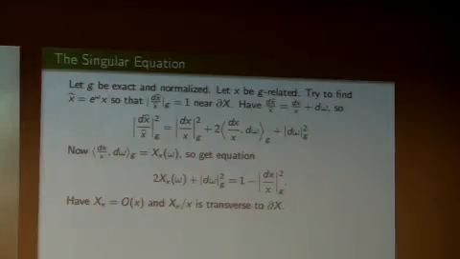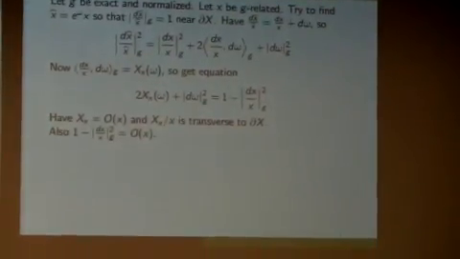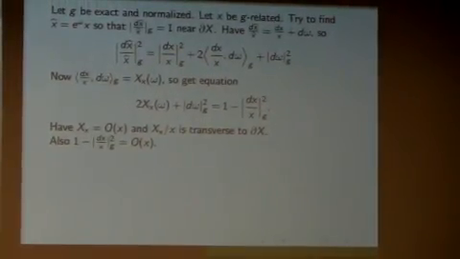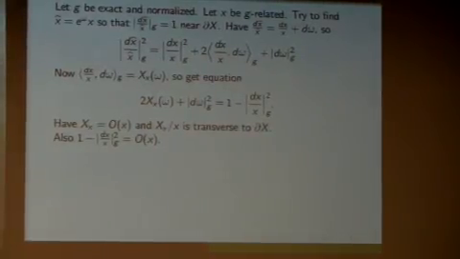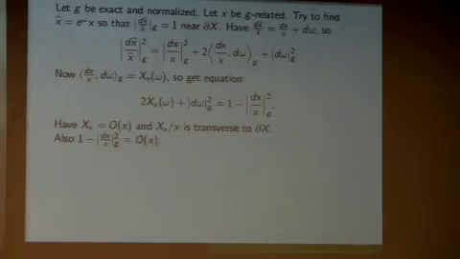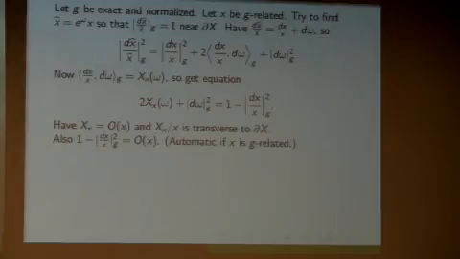Now, the right-hand side, I claim, is actually vanishing at the boundary as well: the 1 minus dx over x squared. That's not completely obvious, because that's what it meant for x to be normalized, and that depends on x. But there's a little lemma that says that if you've got an exact normalized metric, then any g-related defining function is automatically normalized. So it's just true here.